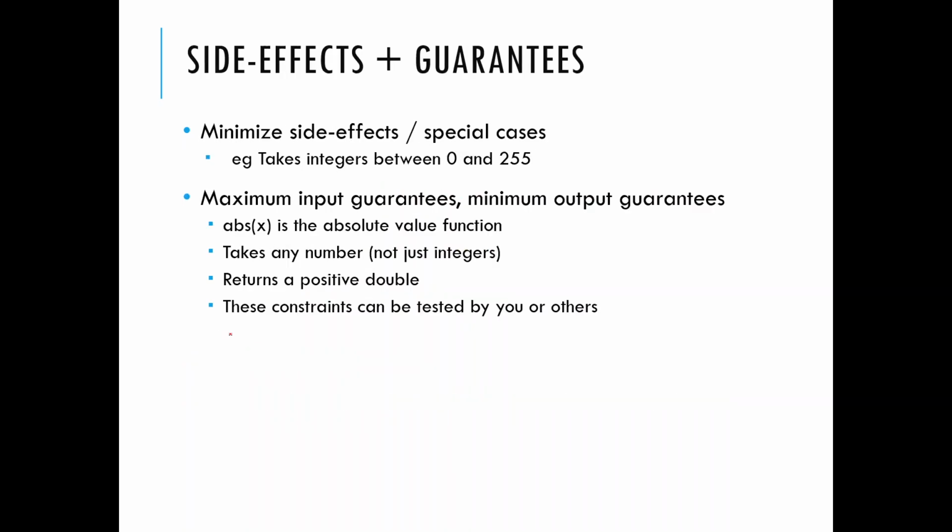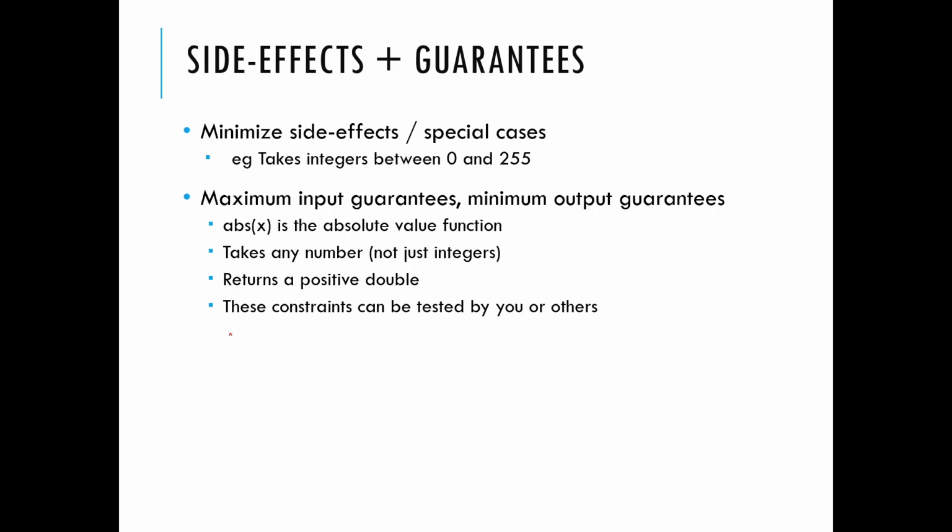We also want to minimize the number of side effects and guarantees. For example, if I say you can give me a number between 0 and 255, if this thing takes in an integer, you can expect the user calling your function to give you things other than 0 to 255. They could give you -1. They can give you all sorts of numbers.